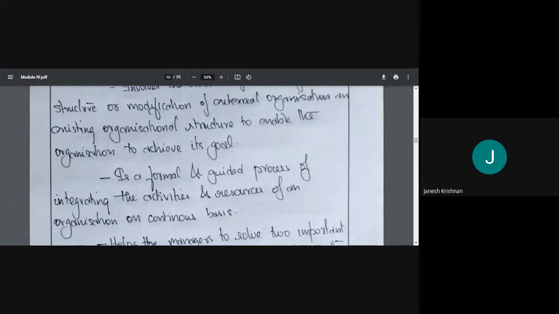You're calling your friend to your party. Okay? So you're going for a party, then you met your friend on the road, then you say, come on, man, come join us. It's not like that. It's formal. Everything should be formal. It should be a guided process of integrating activities and resources of the organization on a continuous basis, right?